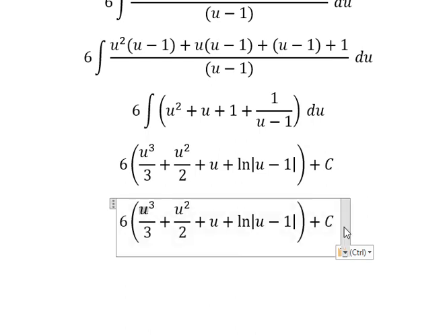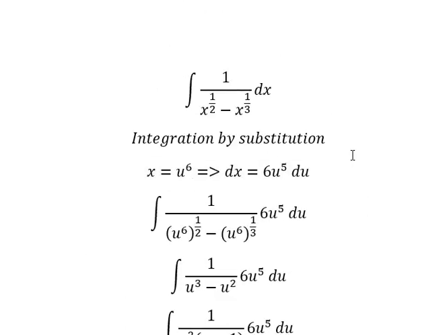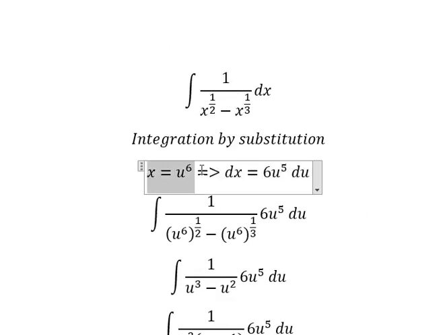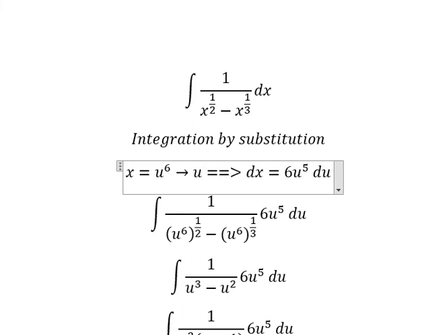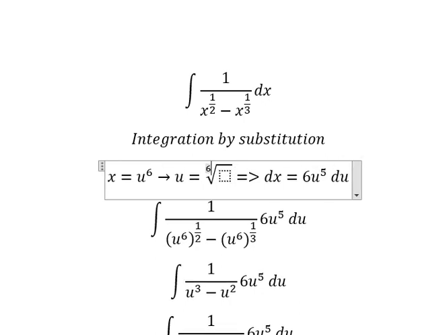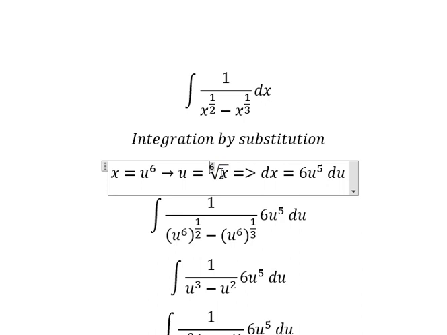About u, that is this one. So we put the root of number 6 for both sides, and we have u equals to like this. And now we need to put this one to change for u.